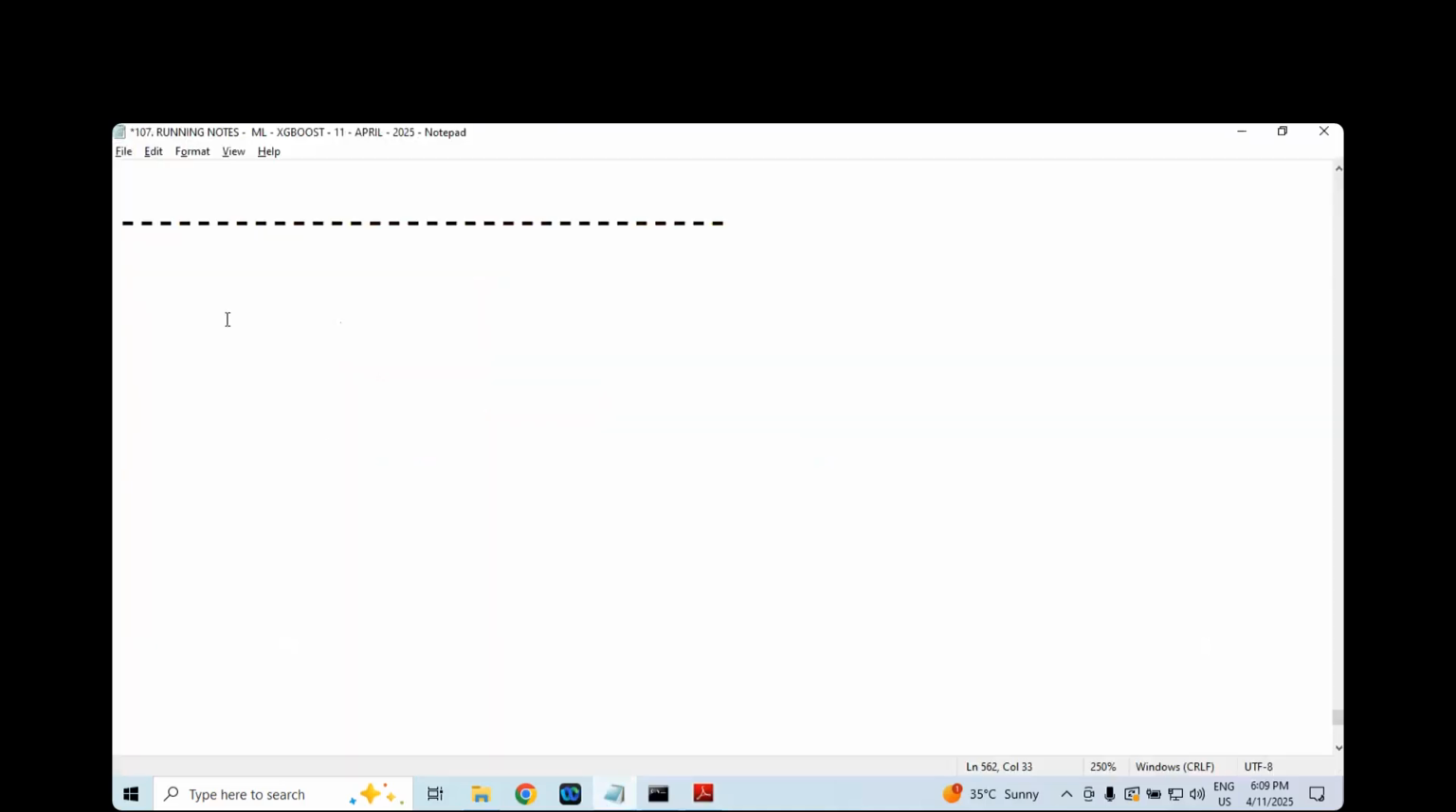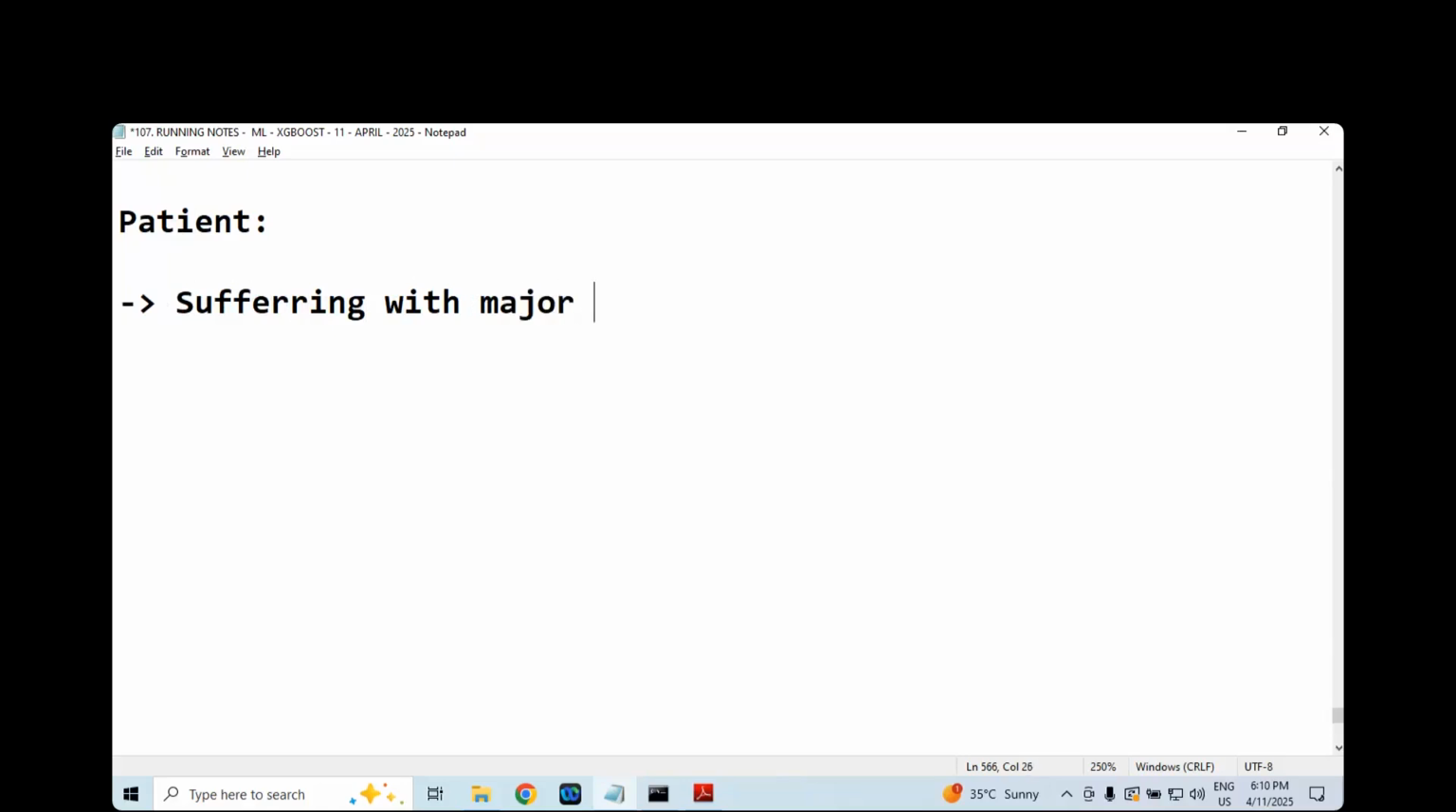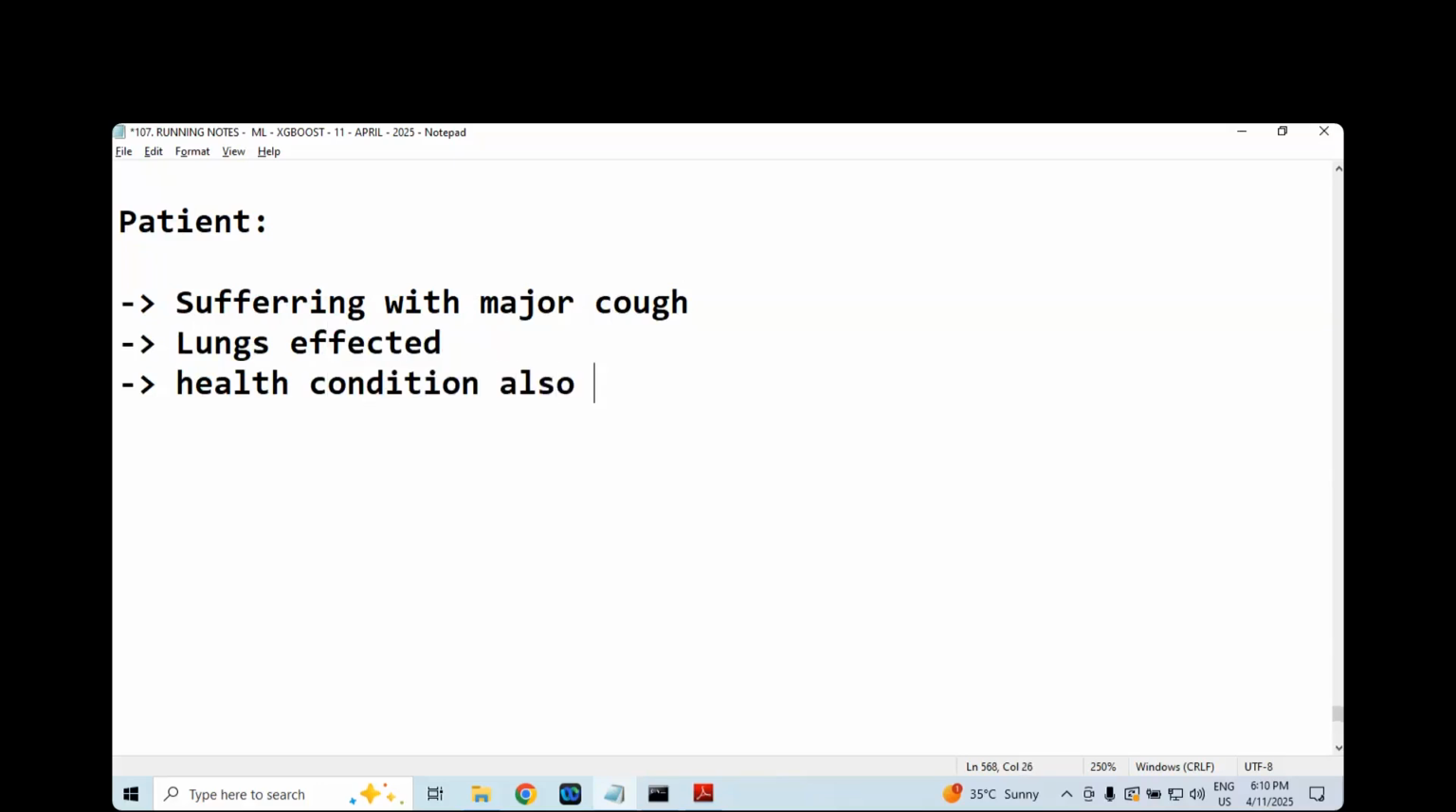Go back. There is a patient seriously suffering with a major cough issue. Major in the sense a very, very serious cough. Lungs affected actually. Like this, his body condition, his health condition is also not good.